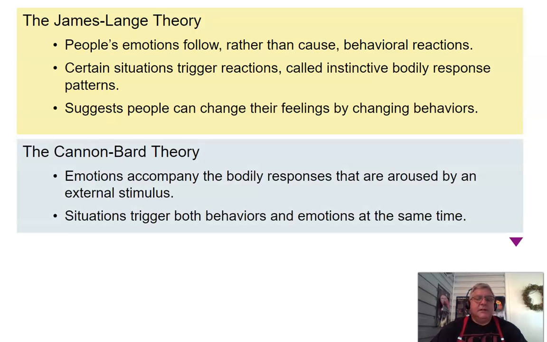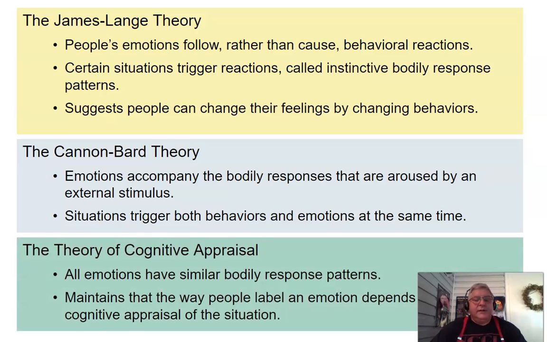The Cannon-Bard theory, however, suggests that emotions accompany bodily responses that are aroused by an external stimulus. Situations trigger both behaviors and emotions at the same time. The theory of cognitive appraisal suggests that all emotions have similar body response patterns and maintains that the way people label an emotion depends on their cognitive appraisal of the situation.